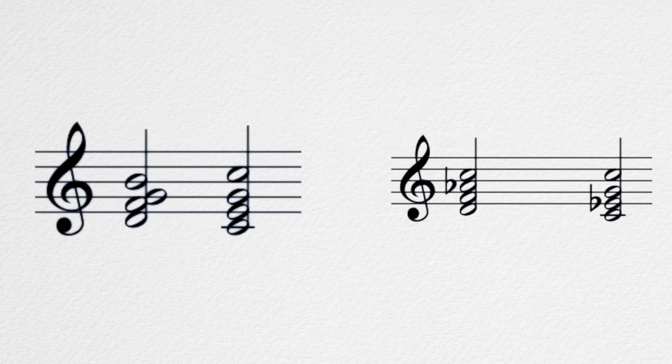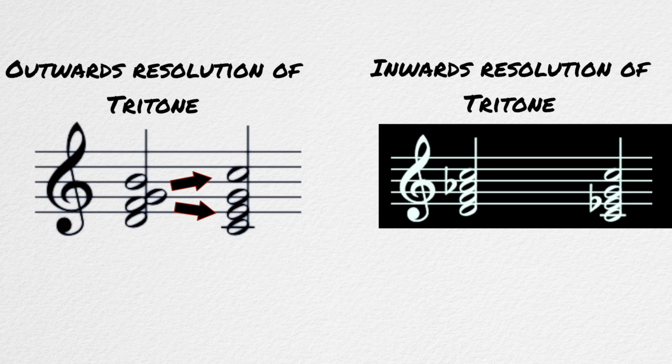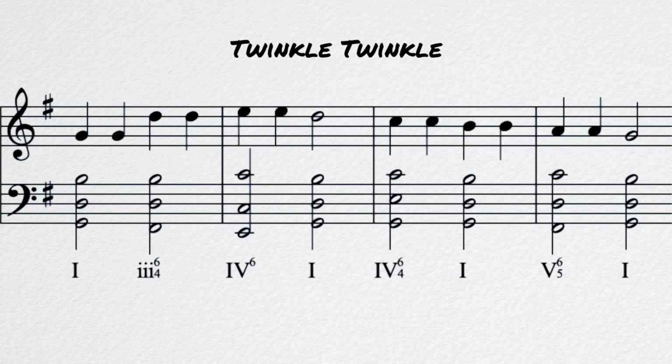So the voice leading was flipped, resolution upwards from B to C to resolution downwards from A flat to G. But the tension remains the same for both chords. So we get a new sound with a different chord that can do the same thing as the old chord. So let's try this out on a simple melody.